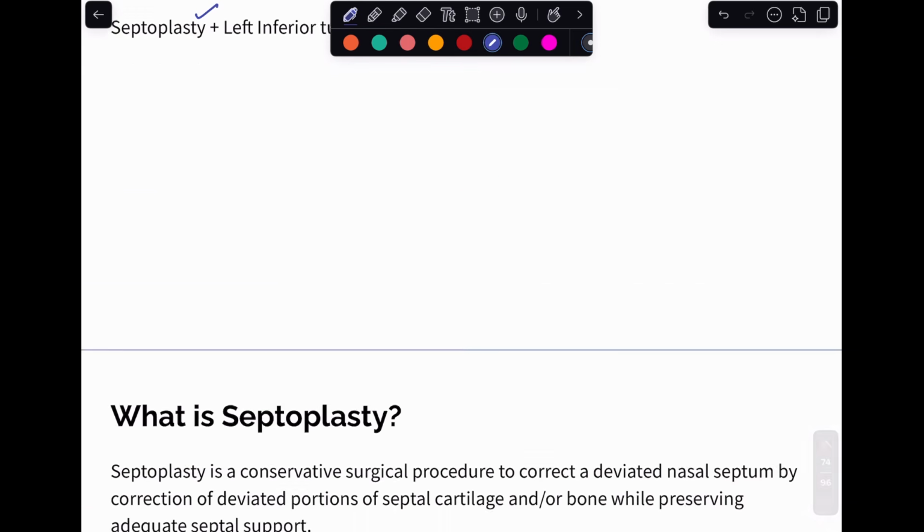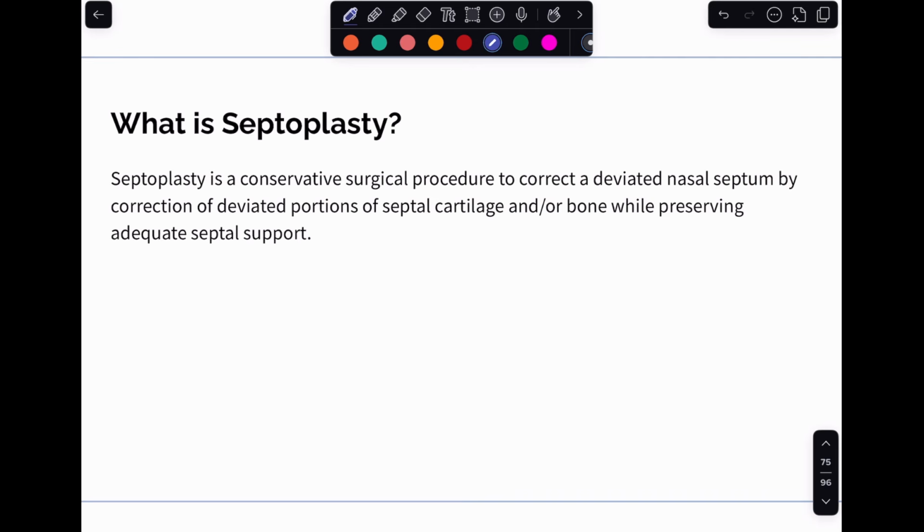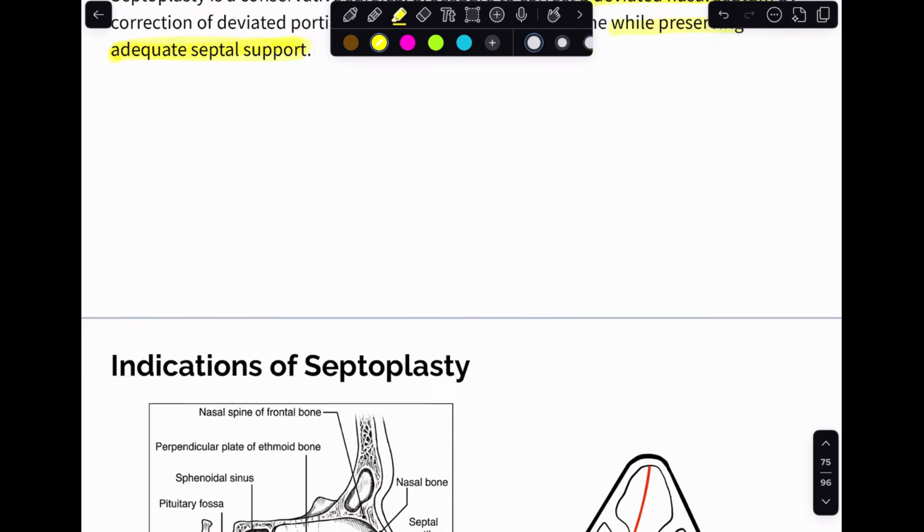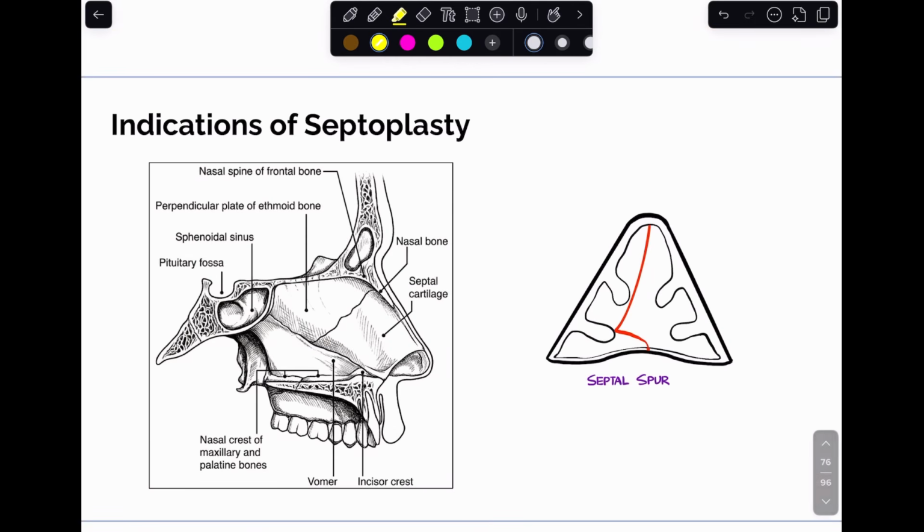So first of all, the question that will come is, what is septoplasty? Septoplasty is a conservative surgical procedure to correct a deviated nasal septum by correction of the deviated portions of the septal cartilage and/or bone while preserving adequate septal support. Our next question is, what are the different indications of septoplasty? We can divide the indications into septal causes and non-septal causes. First, let's talk about the different septal causes.